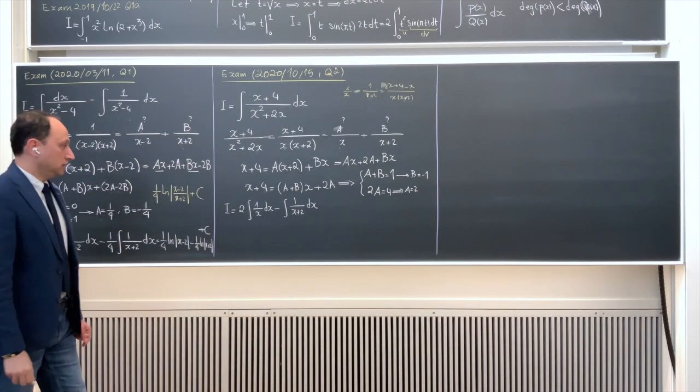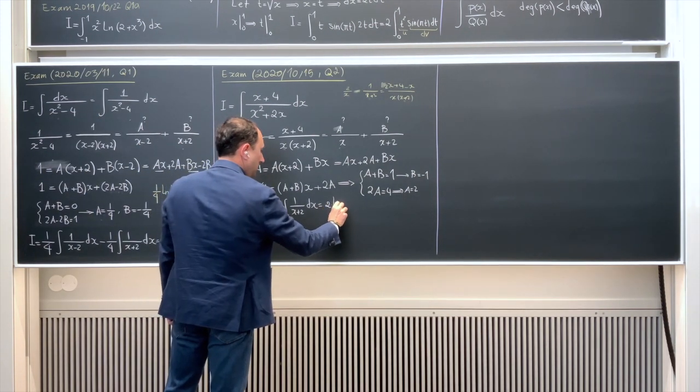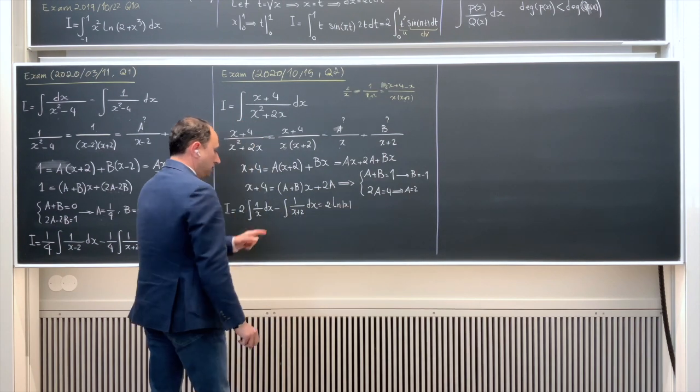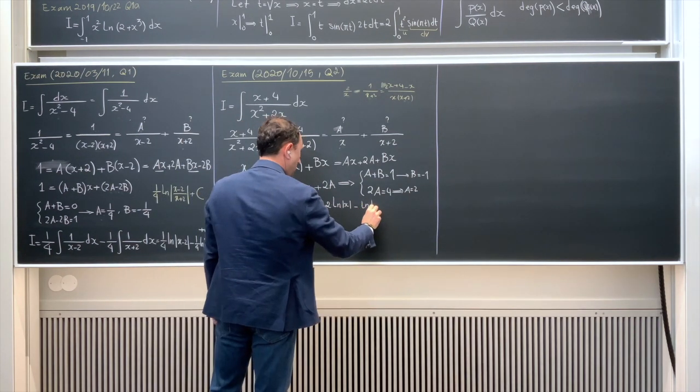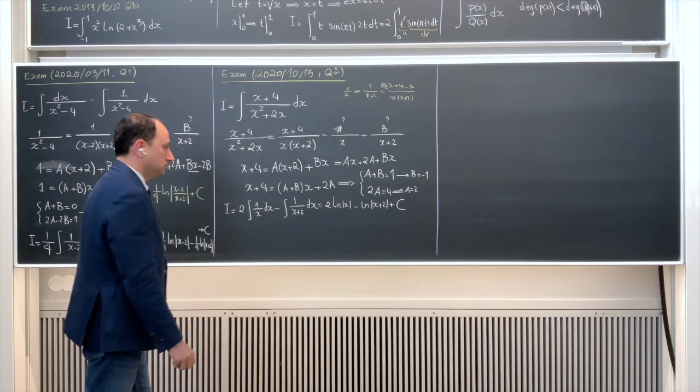Yes? And then, of course, you know what to do with these two integrals. So this becomes 2 ln of absolute value of x. This becomes minus ln of absolute value of x plus 2. And then you have a constant c at the end.